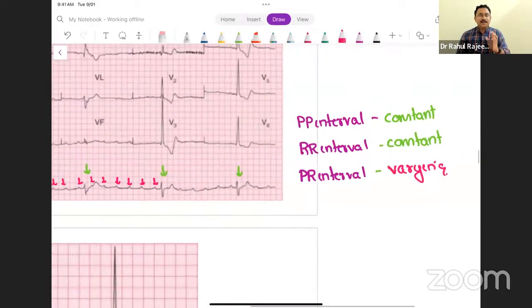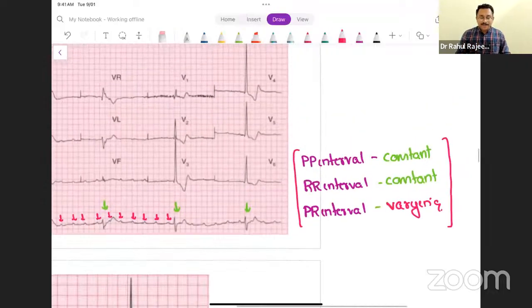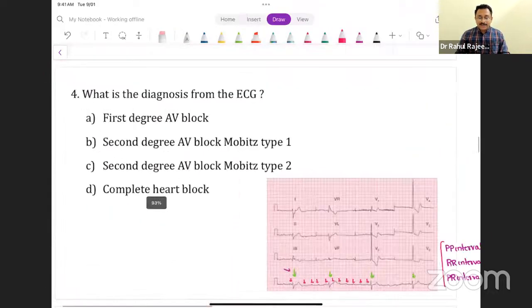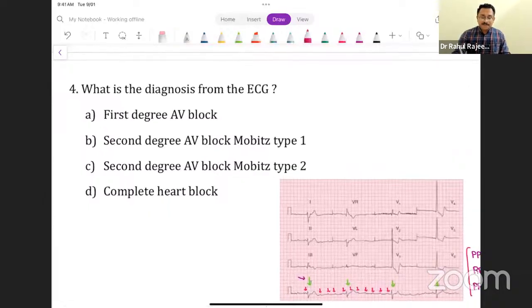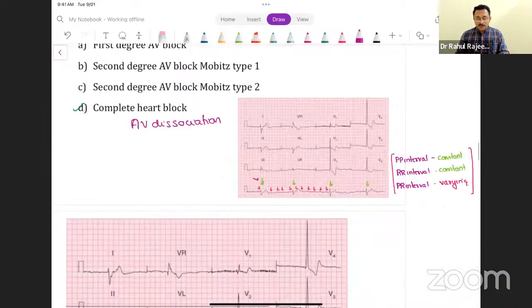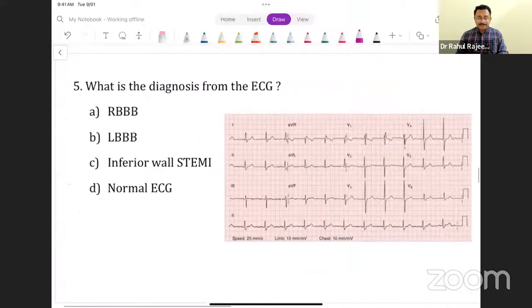So what is that AV conduction abnormality where the PP interval is constant, the RR interval is constant, and the PR interval is varying? This happens in AV dissociation. So what is that condition? AV dissociation. It is complete heart block. So in complete heart block, you will get atrioventricular dissociation, because independently you will have functioning of the atria and the ventricles. That is clear.